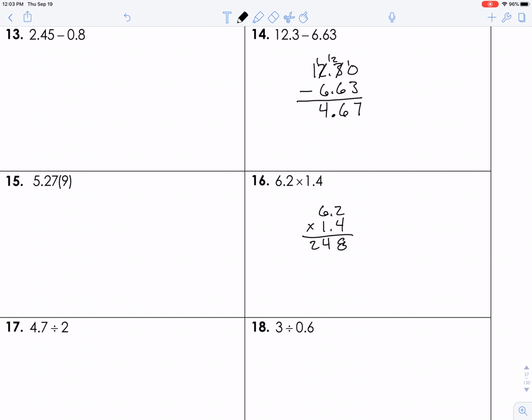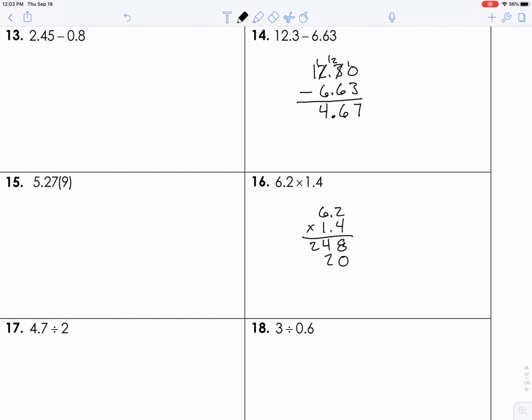Then I got to move over one. So I add a placeholder down here. Every time I move down a line, I need to add another placeholder because everything's going to move over one. 1 times 2 is 2. 1 times 6, 6. Now I can just add those numbers straight down. 8. 4 plus 2 is 6. 2 plus 6 is 8.